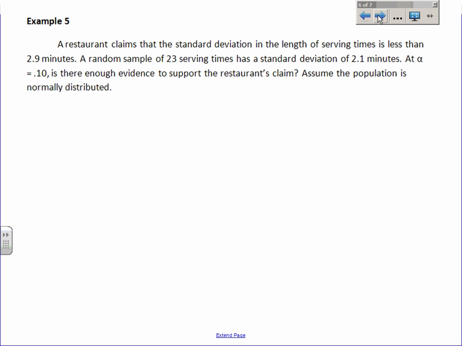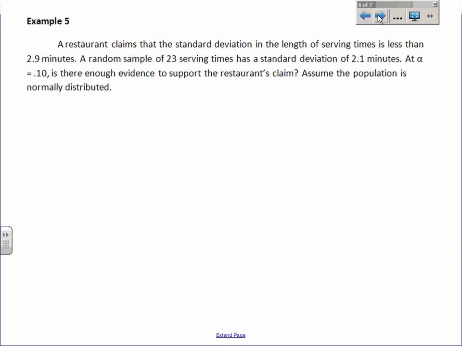Restaurant claims. The standard deviation. Okay, so this is standard deviation, something to make a note of. And the length of serving times is less than 2.9 minutes. That'd be nice. That's pretty low, right? A random sample of 23 serving times has a standard deviation of 2.1 minutes. So that's pretty low. At a level of significance of basically 10%, is there enough evidence to support the restaurant's claim?